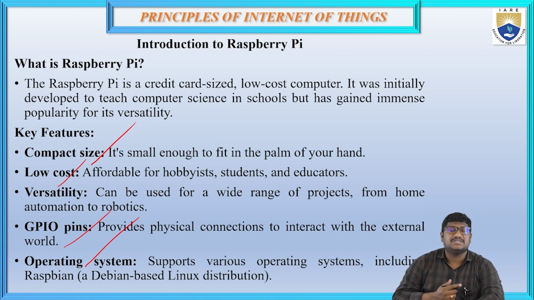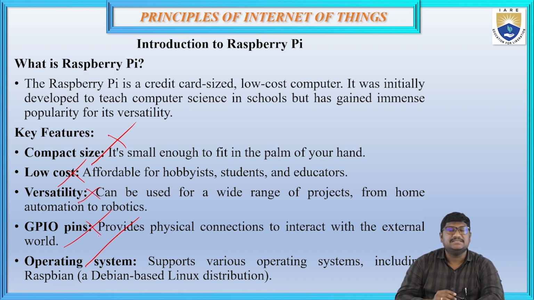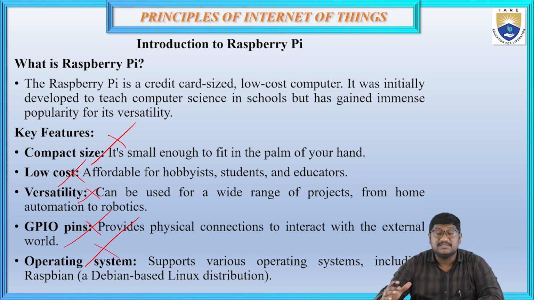These are the key features. Once again, I'll list them: the first key feature is compact size, the second is low cost, the third is versatility, the fourth is GPIO pins, and the fifth is operating systems. These are the five key features of the Raspberry Pi. Due to these key features, it became very popular for meeting the needs of an IoT system.